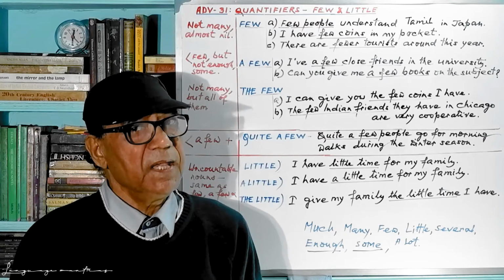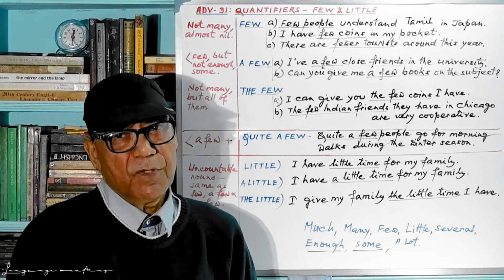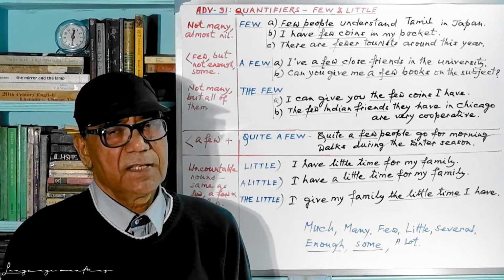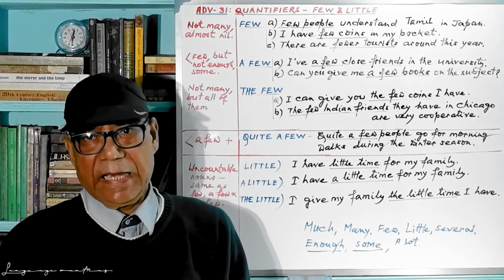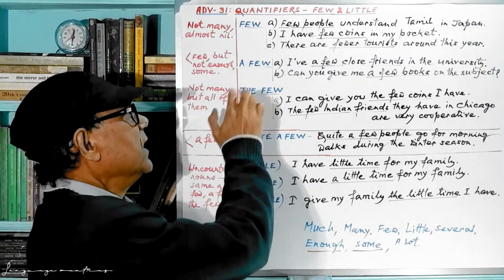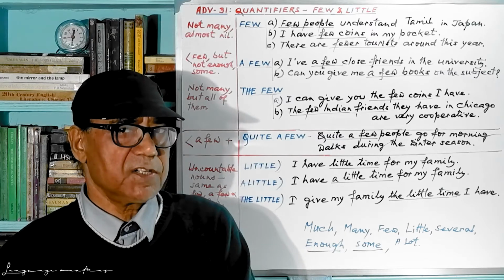So can you give me a few books? You cannot say, can you give me few books? No. Always try to say when you're asking for something, it must be a few, because few means almost nil. Therefore, you must ask for something with this word, a few. Can you give me a few books on this subject?